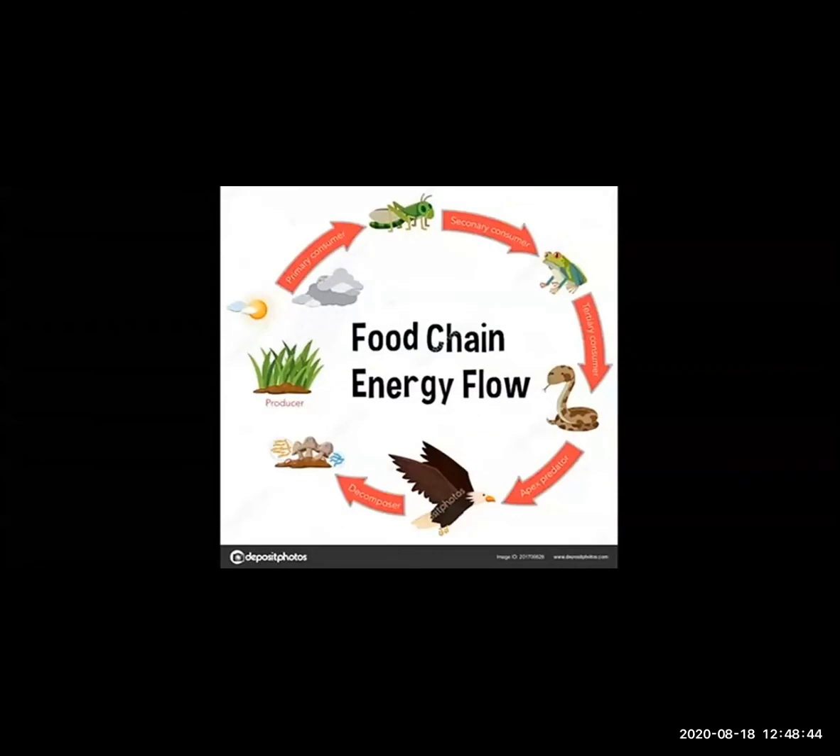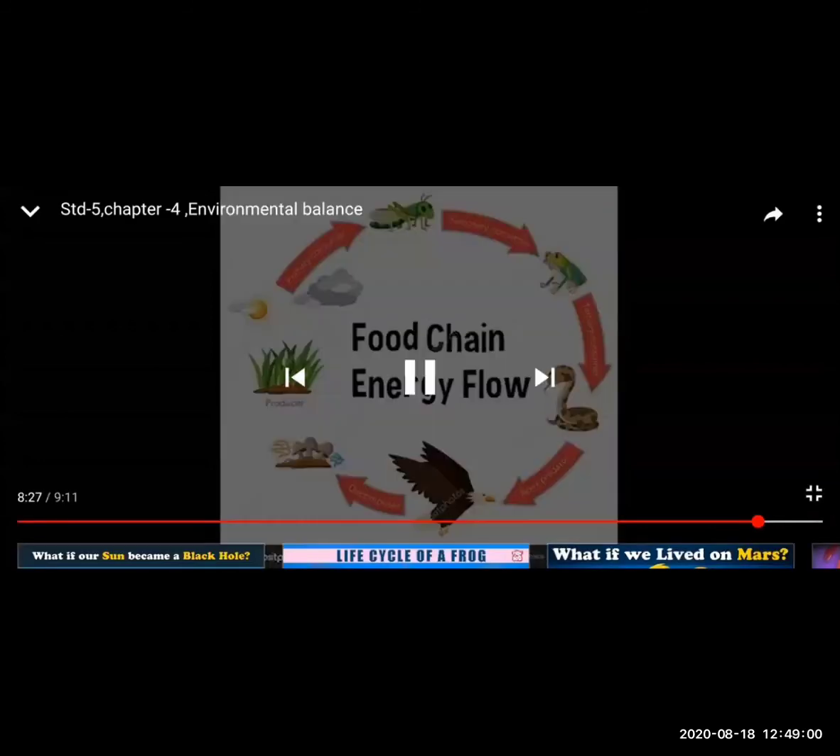Students, all living things need energy to live and grow, and the flow of energy from one organism to another is known as a food chain. A food chain shows the feeding relationship between different organisms in a particular habitat.